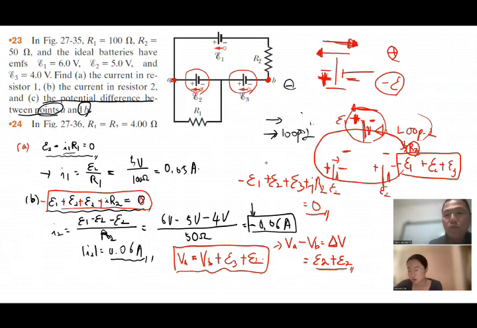Okay, so now you just add the value into this formula, simple formula. It's pretty straightforward. So that is 5 volt plus 4 volt, so 9 volt increase. You are going along this direction from the point B to the point A. If you go along the same direction from point B to point A, then you have 9 volt potential increase by these 2 batteries.